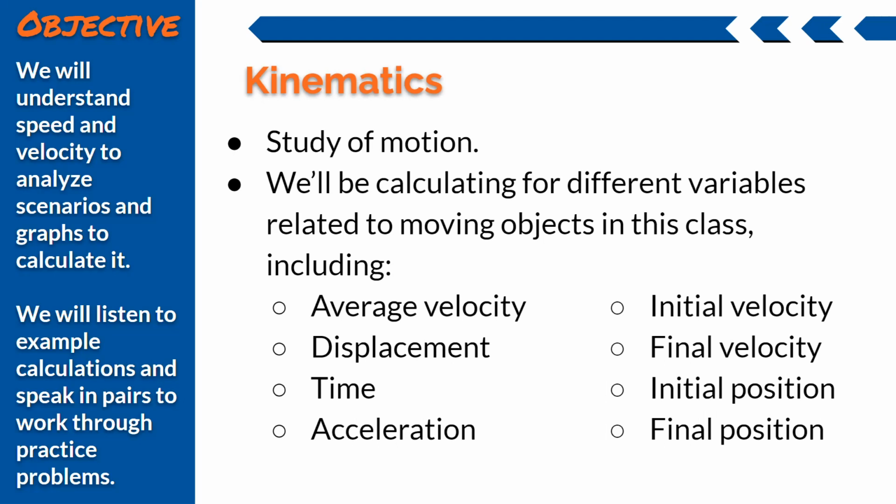But a lot of the beginning of these notes should sound familiar to you because we've already gone over a lot of the process for approaching how to solve this type of question. But we're going to be calculating for different variables relating to moving objects in this class. And we're going to be looking at things like average velocity, displacement, time, acceleration, initial velocity, initial position, and final position. And so you've seen these things up here before because, in fact, I think I had this exact same slide up here whenever we talked about the same topic in the constant velocity unit.